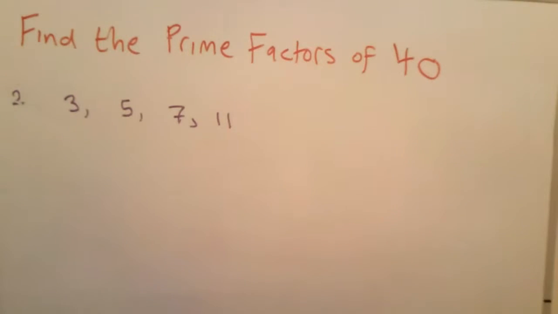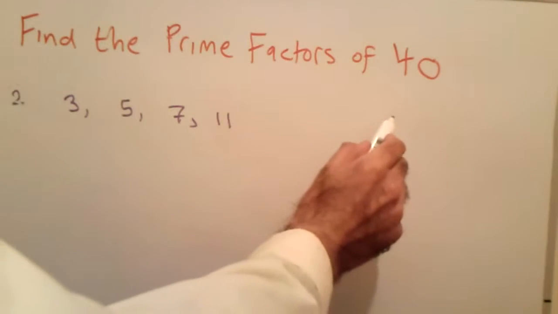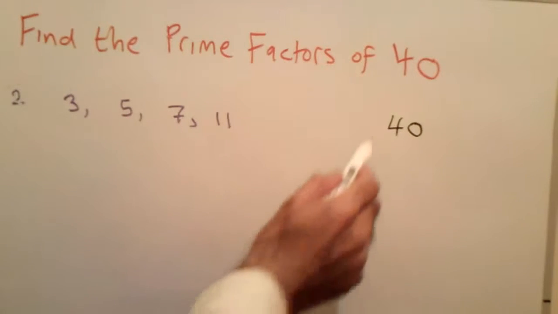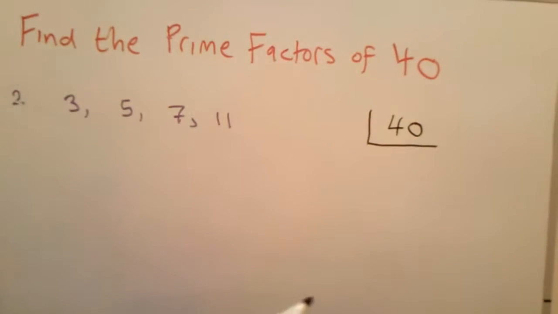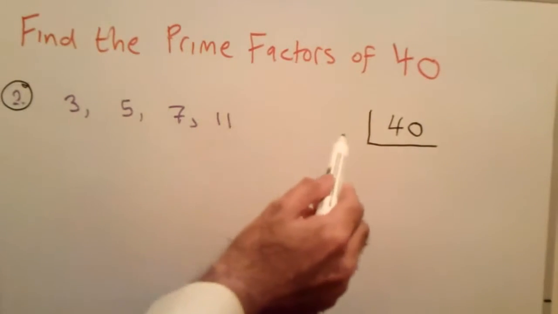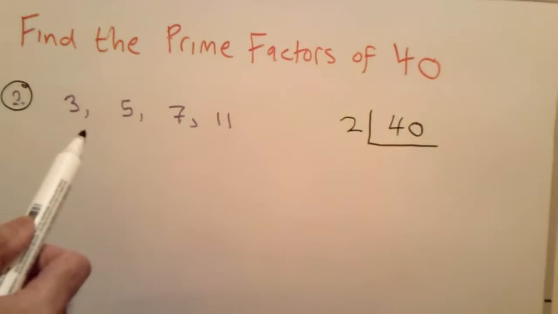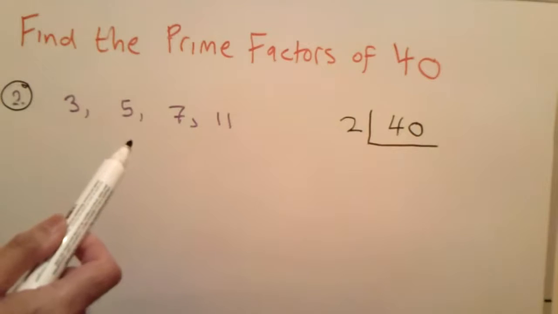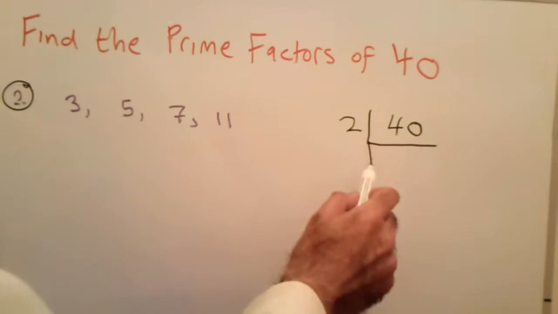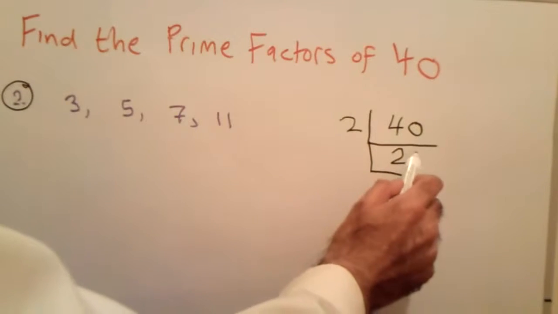Okay, let's have another example of finding prime factors. This time let's find the prime factors of 40. So we write down 40 here, draw a little box, and now we start off with the smallest prime number, which is 2. Does 2 divide into 40? Yes, we get a whole number. 40 divided by 2 is 20. So we draw another box like that and write down 20.